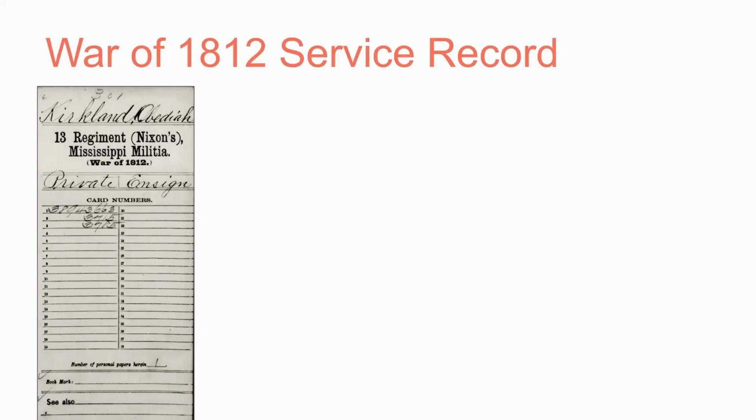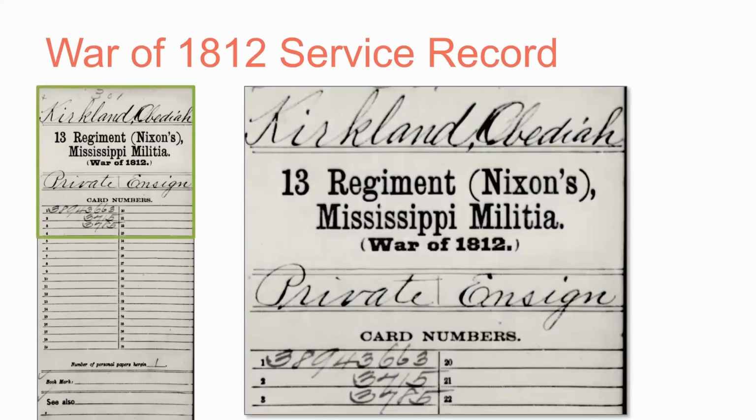This first image is the envelope. When you zoom in to the top section, it gives you some basic facts about the soldier. His name is Obadiah Kirtland. It tells us which company he is serving in, which is the 13th Regiment, or Nixon's Mississippi Militia. It also says that he is a private and then later an ensign. And then finally, we have some of his card numbers, which are basically all of the documents that are included in his CMSR.